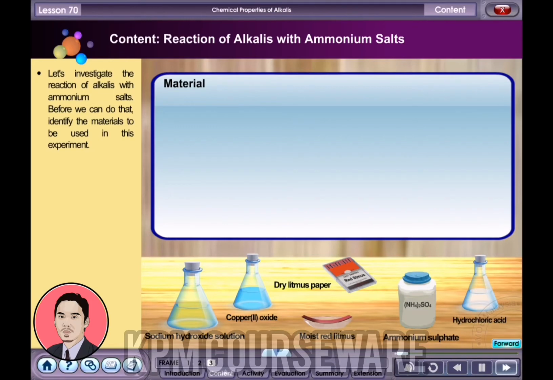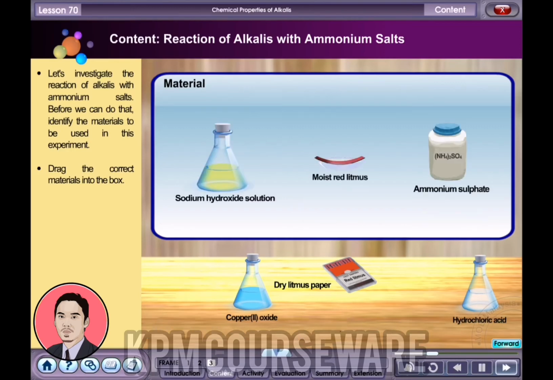Let's investigate the reaction of alkalis with ammonium salts. Before we can do that, identify the materials to be used in this experiment. What are the materials that we can use? Drag the correct materials into the box. Click the check button when you are done. We'll need ammonium sulfate, sodium hydroxide solution, and moist red litmus paper.